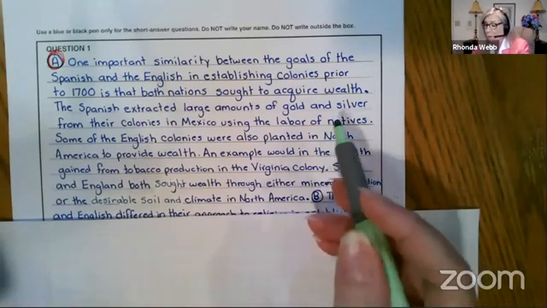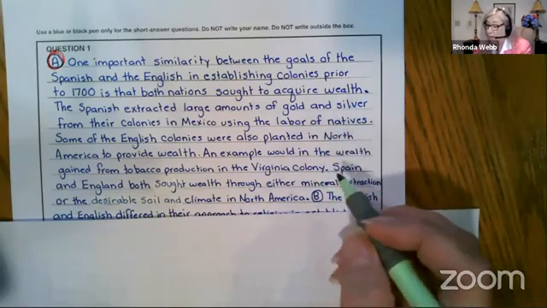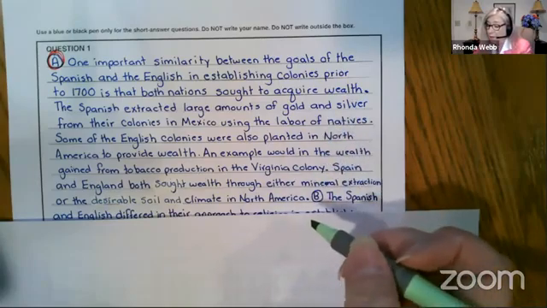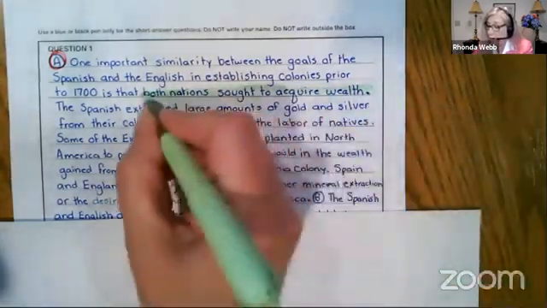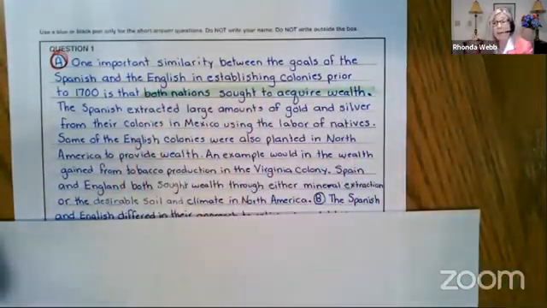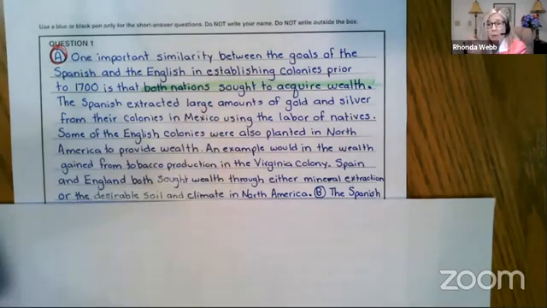So if I look at this, one important similarity between the goals of the Spanish and the English in establishing colonies prior to 1700 is that both nations sought to acquire wealth. So that's going to be my claim of how they're similar. Now I've got to prove it. So I always tell my students, think about yourself being maybe a lawyer, and you're trying to prove to a jury that your claim that both of these nations were trying to acquire wealth, prove it to me.